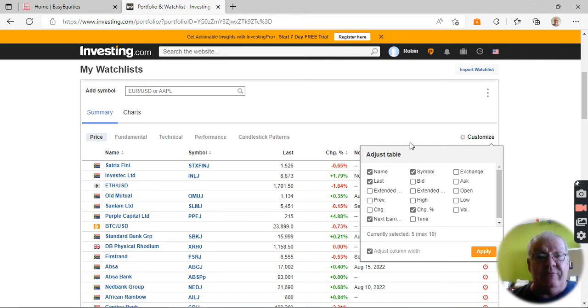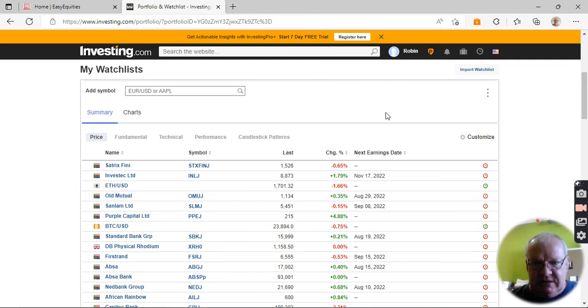The volume, don't care. All I'm really interested in is change in terms of percentage. How much has the share gone up, or the ETF gone up or down? And obviously the symbol and the next earnings date. When the next time the dividends are going to come. When will the next earnings be announced by this company?